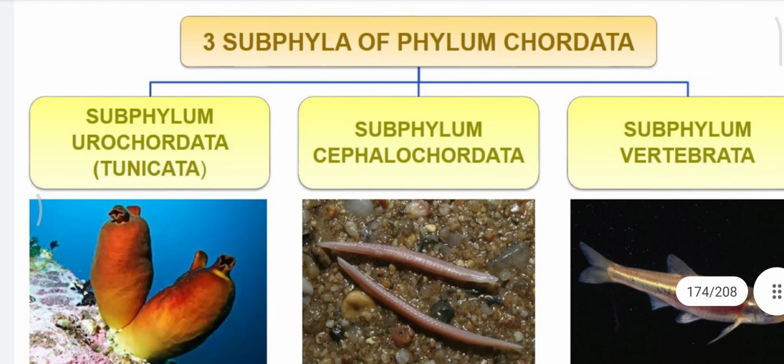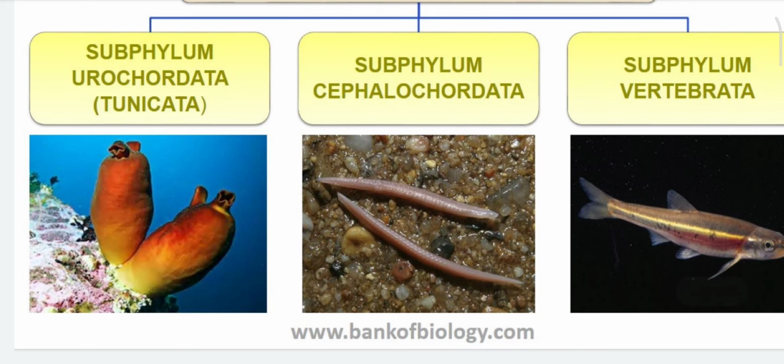Phylum Chordata has three subphyla: Urochordata, Cephalochordata and Vertebrata. These are the subphyla in Chordata. Urochordata means the notochord is present in the tail region, and Cephalochordata means it is present up to the head region. In Vertebrata, the notochord is replaced by the vertebral column.